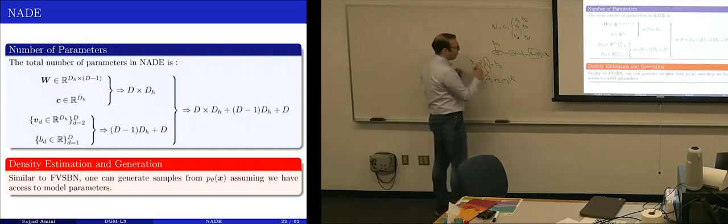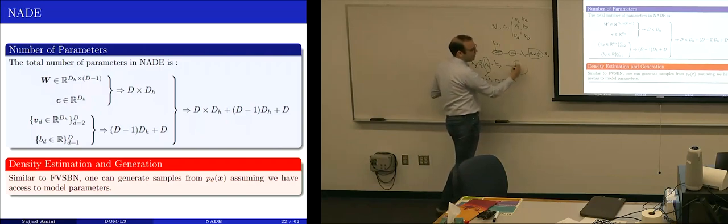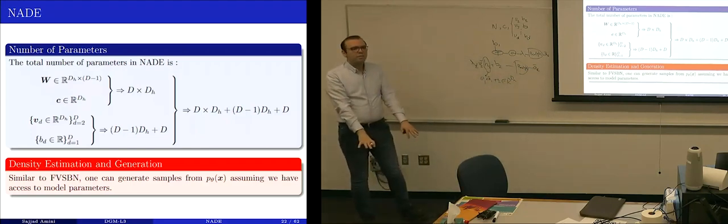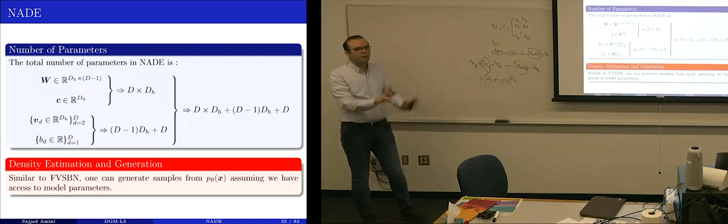If you have lambda 2, again Bernoulli of x2 given lambda 2, you can generate x bar 2. Okay? And I can continue this procedure until the end, and I have all the samples generated.